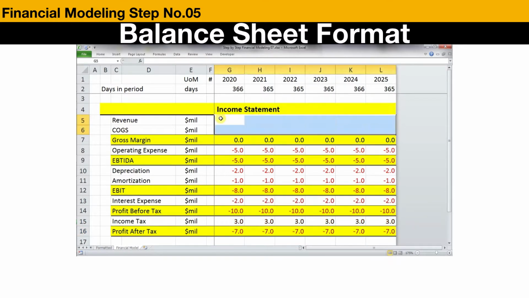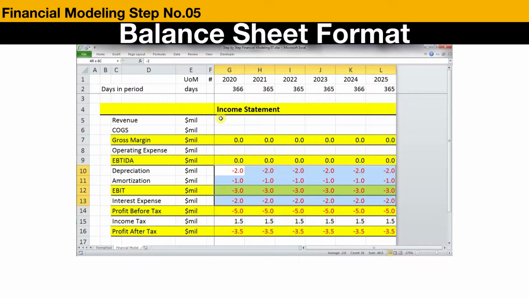Continuing from the income statement we built in the last video, it takes about 2 minutes to build the balance sheet format.